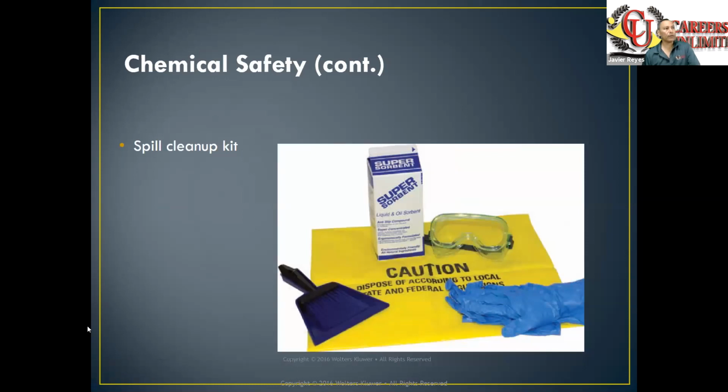This is an example of a spill cleanup kit. The gloves are not your regular gloves. They're usually industrial type gloves, thicker, and can be exposed to different chemicals without causing injury to you. Safety goggles. There's a super absorbent material you pour on the spill so it can pick up the chemicals. And of course the little broom and the little shovel to pick up all the equipment.